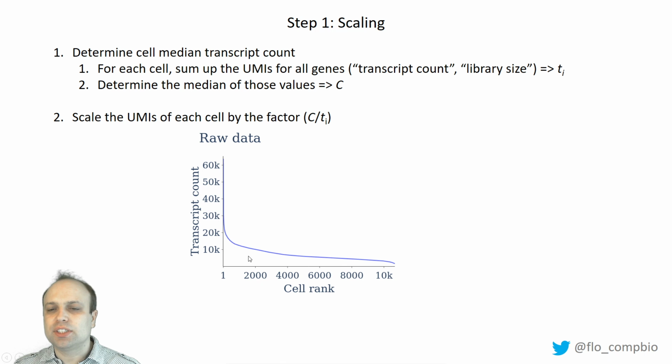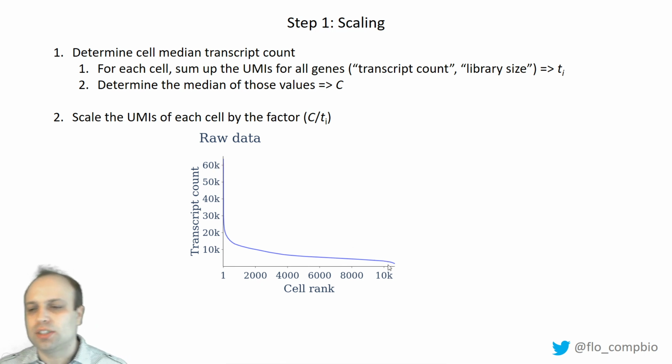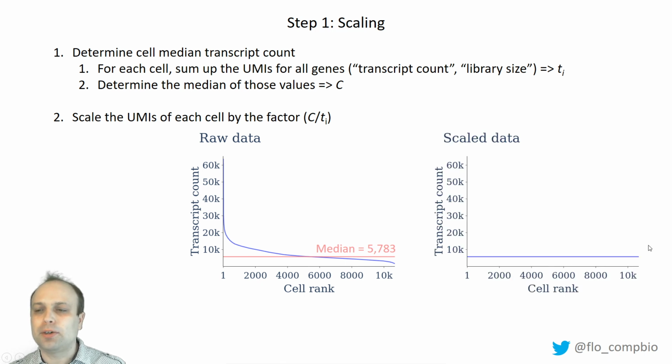Here's some real data where I've ranked all the cells by their transcript count or UMI count. Some cells have very high UMI counts, some have very low ones, and most have something in between. After the scaling procedure, where the median happens to be 5,783, all the cells now have the same transcript count, and they're all equal to the median. So that's the idea behind scaling. It's pretty simple.